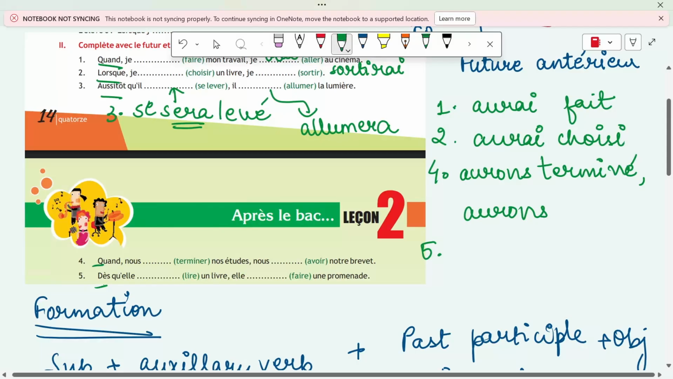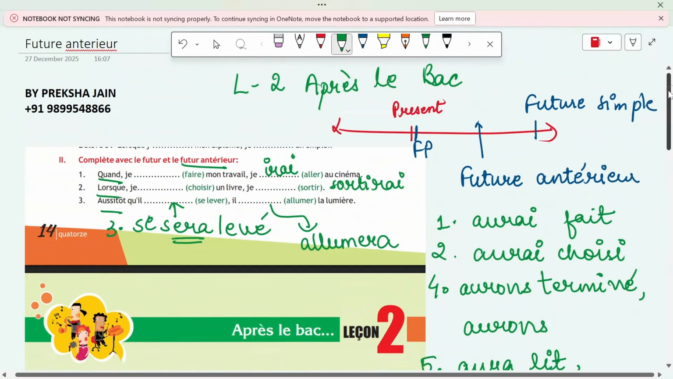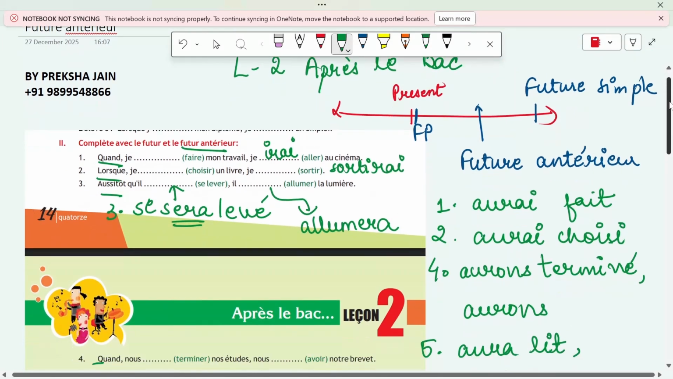And the final fifth one. We have dès qu'elle lire un livre, as soon as she reads a book, elle fait une promenade, she goes for a walk. This is an expression of faire une promenade. The first one is the first action that will take future antérieur. So it will be aura lu. And second is future simple because this is the final action that is happening after she reads the book. So it will be fera. So I hope now the concept is clear.